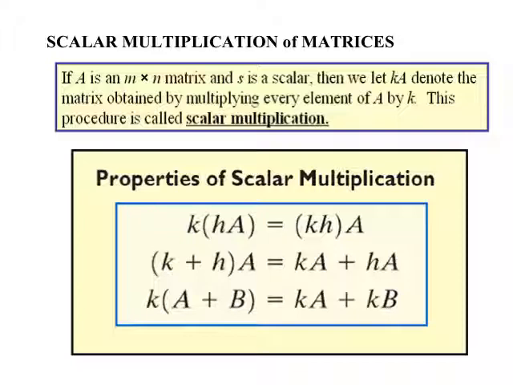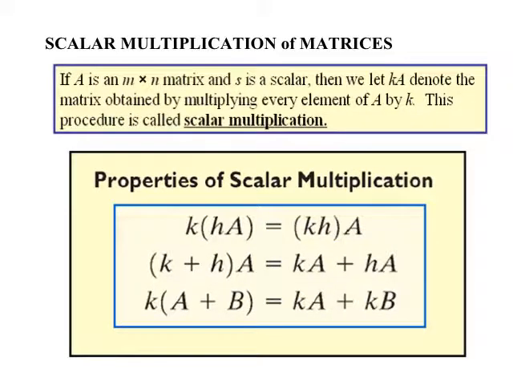Some properties, and this is just kind of the order in which you do things. If you have two scalars, you can multiply the two scalars together first, then distribute them into the matrix A, or you can distribute one into the matrix A and then the other, and you'll get the same result. Likewise, you can add the two scalars and then distribute them to the matrix, or you could multiply the matrix by them separately and then add them together. Likewise, if you had two matrices, you could scalar multiply them both. You could kind of say this is the distributive property of scalar multiplication.